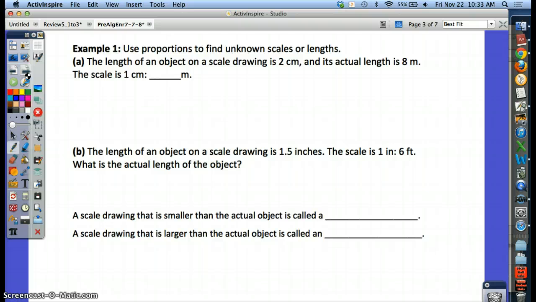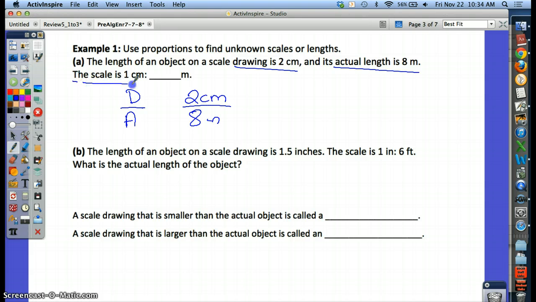So we can use proportions to find unknown scales or lengths. Let's look at this first example. The length of an object on a scale drawing is 2 centimeters, and its actual length is 8 meters. So drawing is 2 centimeters, actual is 8. Remember, we're always going to do drawing over actual. So let's write a ratio. We have the drawing being 2 centimeters, and the actual being 8 meters. I want to fill in this blank. The scale is 1 centimeter to how many meters?